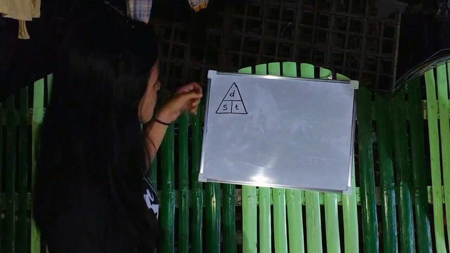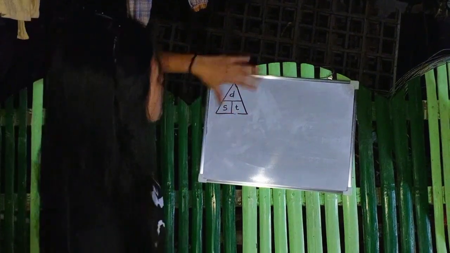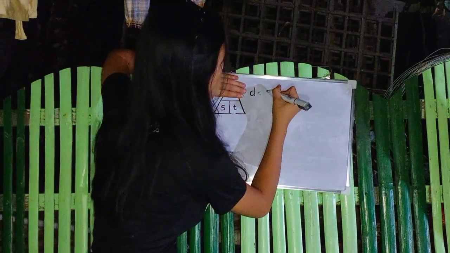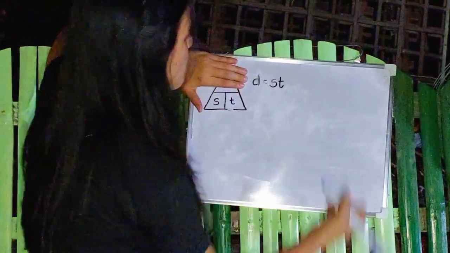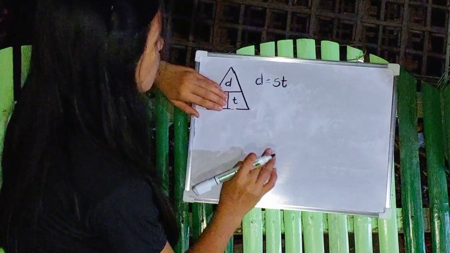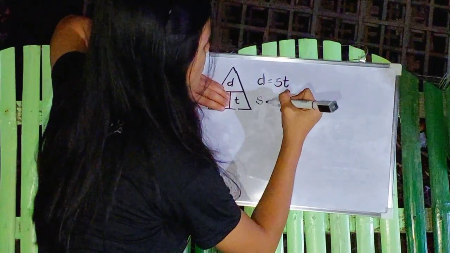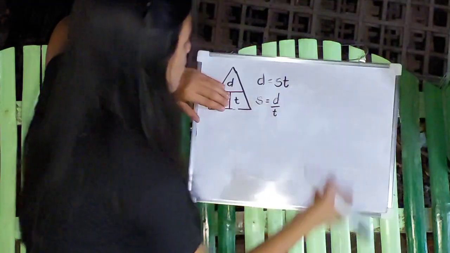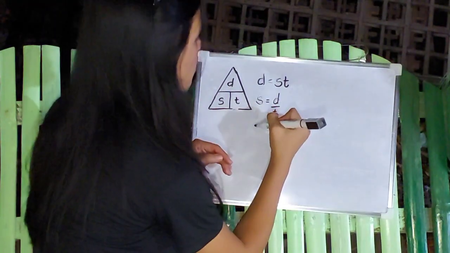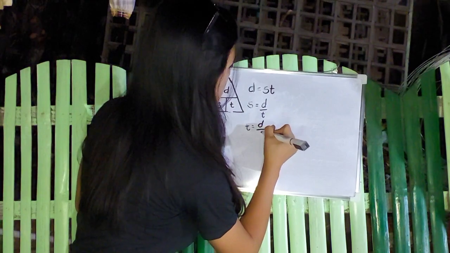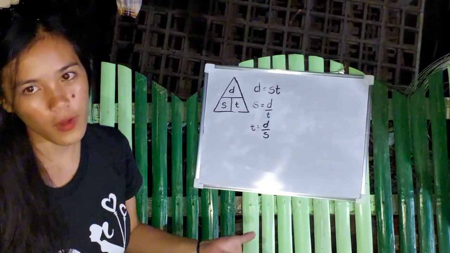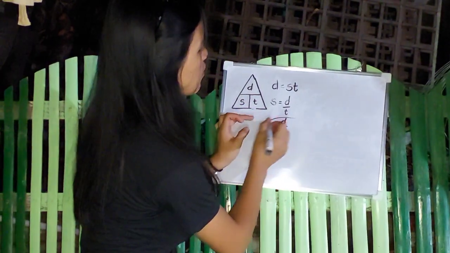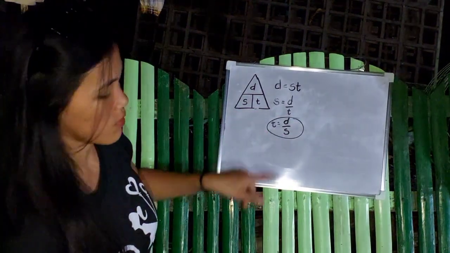First, let me introduce to you the magic triangle. Now we can see if we want to solve for the d, we just need to multiply the speed times the time. Now, if we are going to solve for the s, let us divide the distance and the time. For finding the time, let us divide distance over speed. Since we are looking for the time it takes to reach Shatan, let us use this formula.